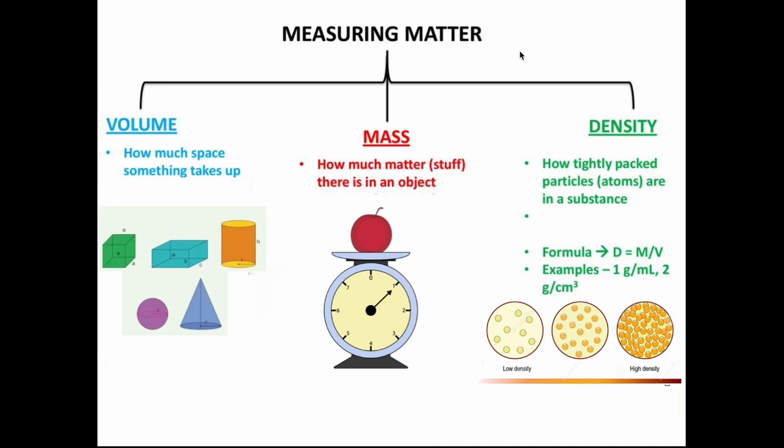Now let's learn about the three ways that you can measure matter: volume, mass, and density. What's volume? Volume is the amount of space anything in this world occupies. For example, a cube, a rectangle, a cylinder, a sphere, or a cone. Mass: how much matter there is in an object. Density: how tightly packed particles are in a substance. For example, this has got high density, this has got low, and as the number of particles keep on reducing, it means the density is also less. Moving on to the next slide.